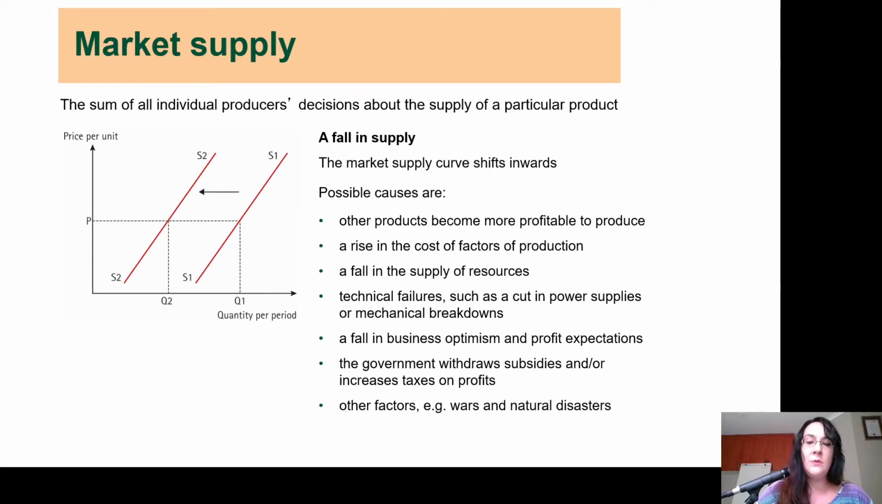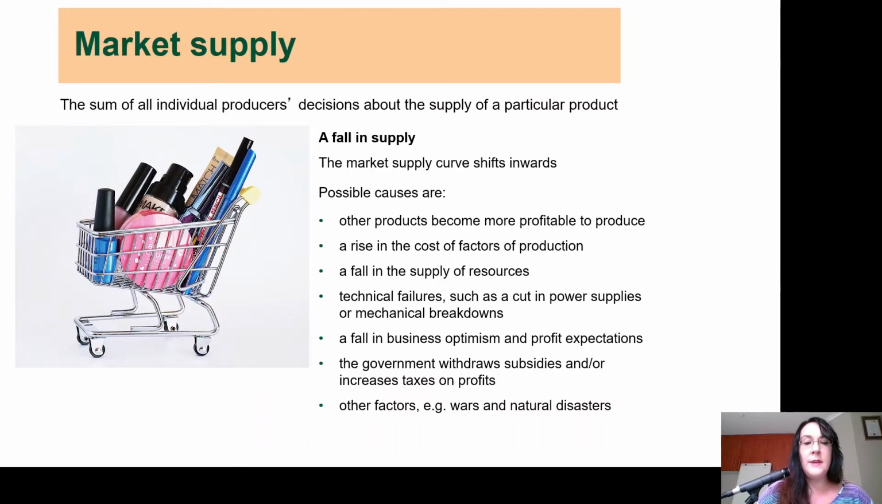Let's look at factor 1 again. Other products become more profitable to produce. In other words, they're moving away from your product to another product's provision, and the allocation of resources is being moved to the other product, so going away from product B to product A, and there is a decrease in the supply of this not as popular product anymore.